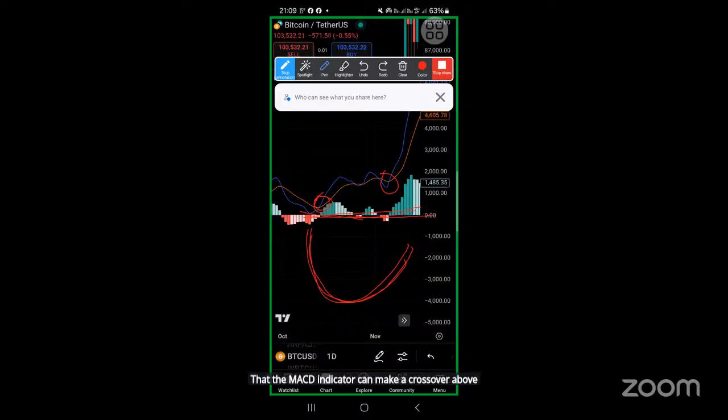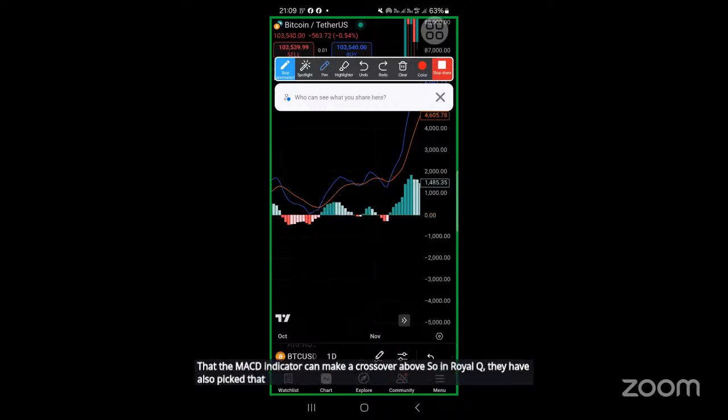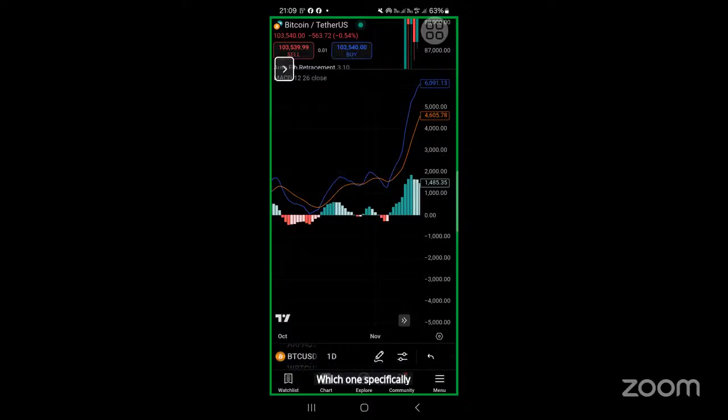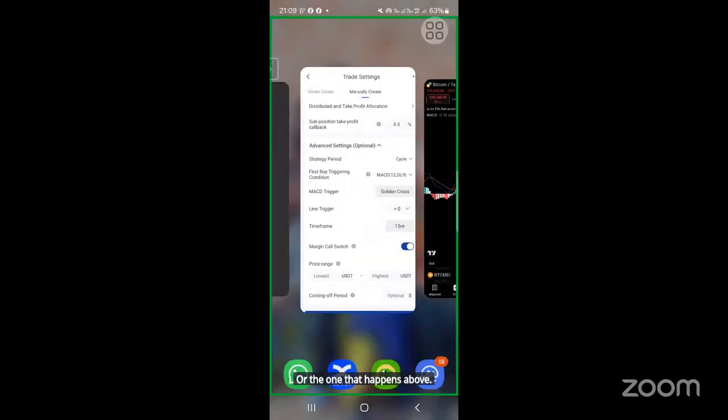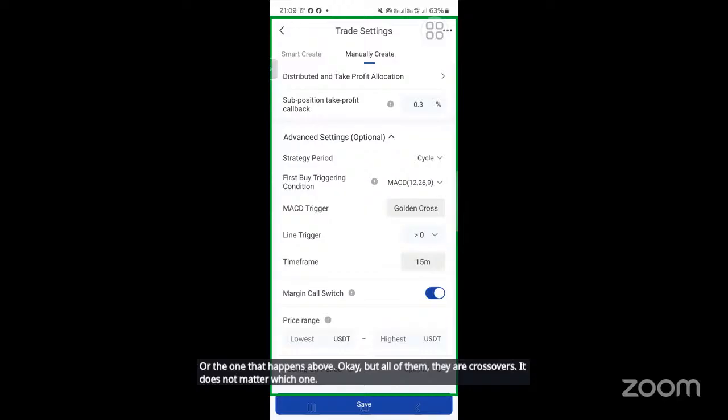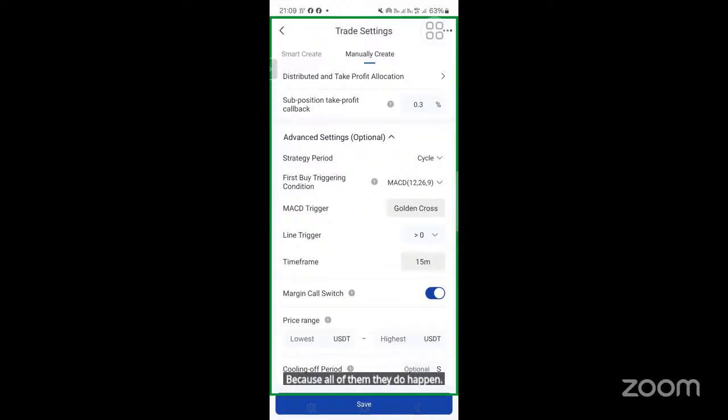So in RoyoQ, they have also picked that. When we tell the robot to monitor a golden cross, which one specifically? Is it the one that happens below or the one that happens above? Okay, but all of them are crossovers. It does not matter which one, because all of them do happen, right?